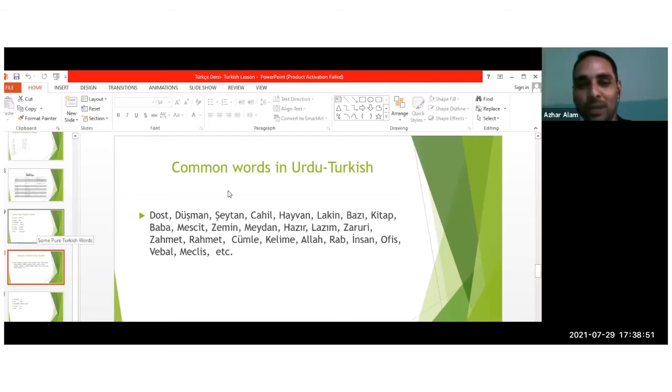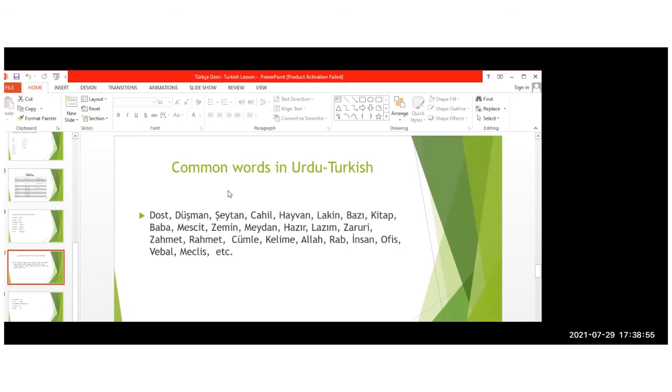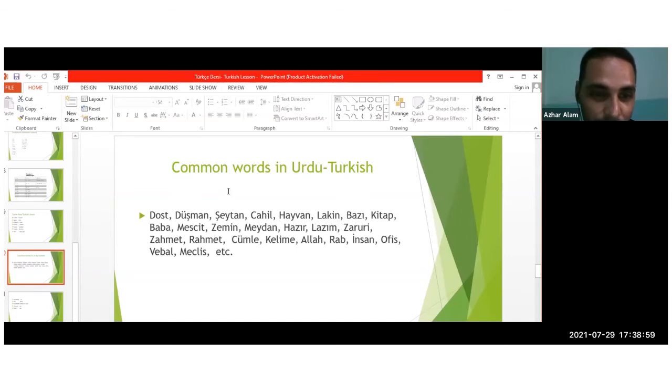Common words in Urdu and Turkish. We have many common words that we use in Urdu and the same in Turkish. So if you can pronounce them, I will be very happy if you can read it.